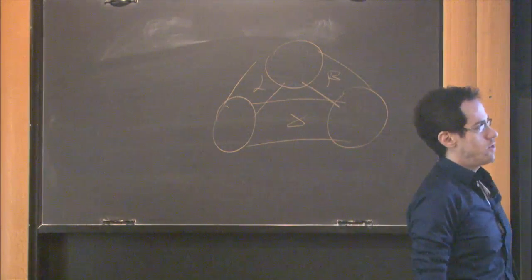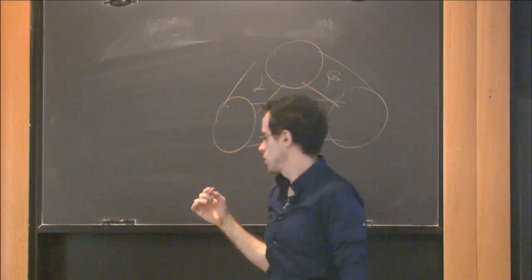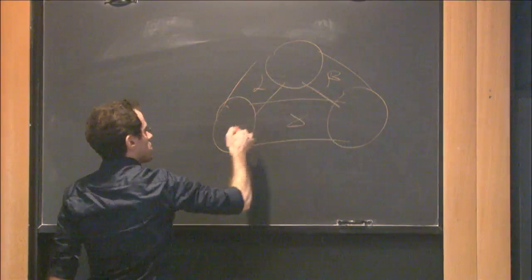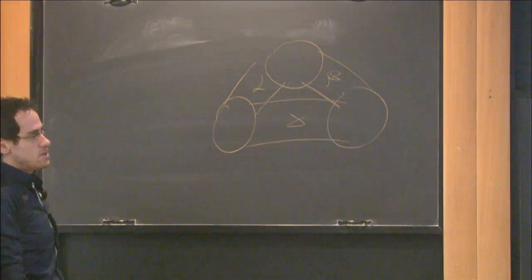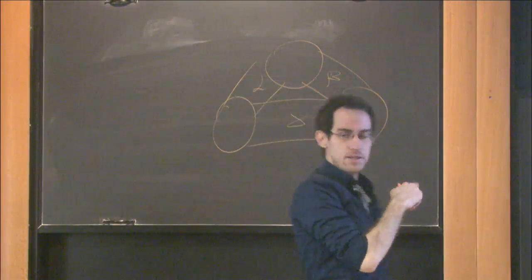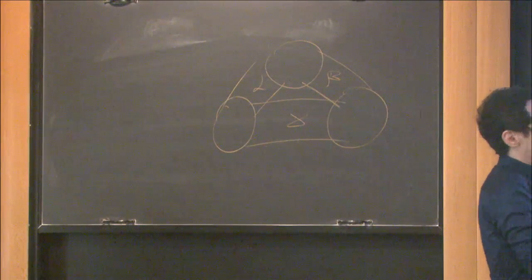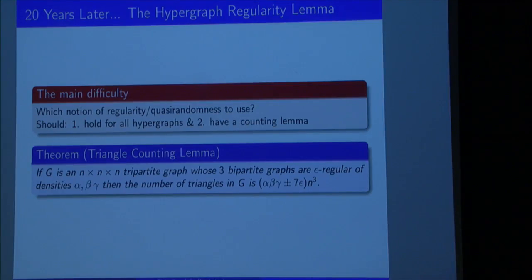Then, this is not a random graph. What I do know is that any of the three bipartite graphs are quasi-random, but it turns out that this is enough to deduce that the number of triangles in this tripartite graph is correct, is like you would have in the actual random graph. So that would be alpha, beta, gamma times n cubed. A counting lemma would say that the number of subgraphs or sub-hypergraphs you want to find is what you find in a random graph with these parameters. Precisely. And this would be just a case of triangles.